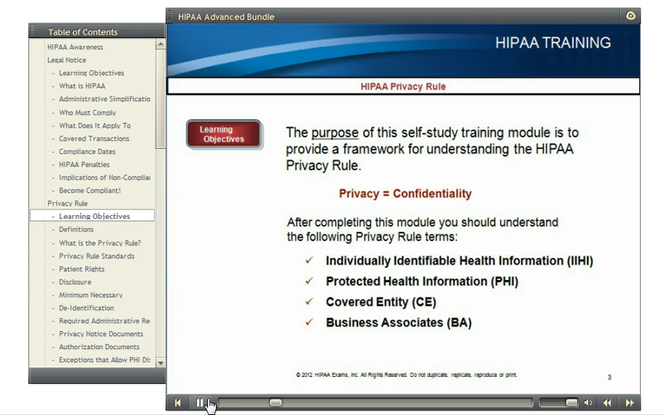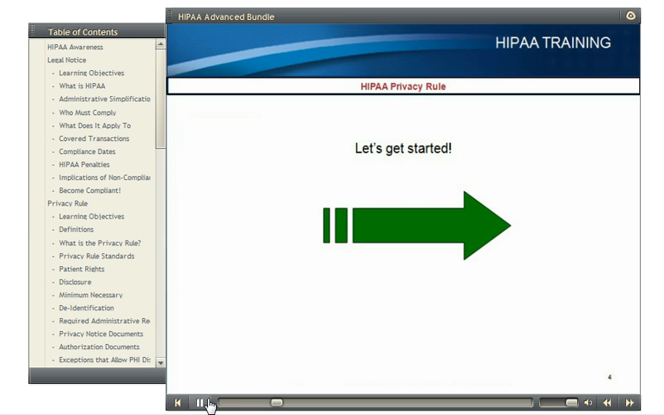Individually Identifiable Health Information, IIHI. Protected Health Information, PHI. Covered Entity, CE. Business Associates, BA. Let's get started.